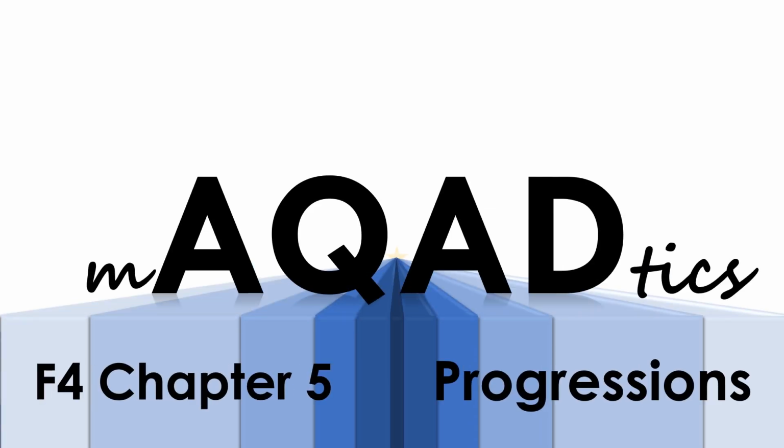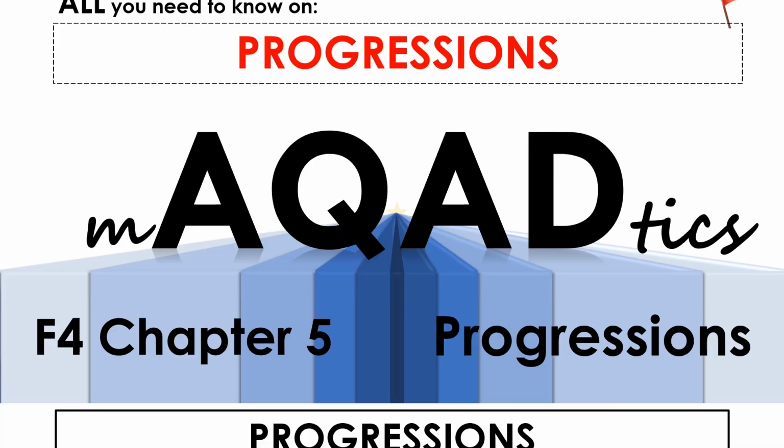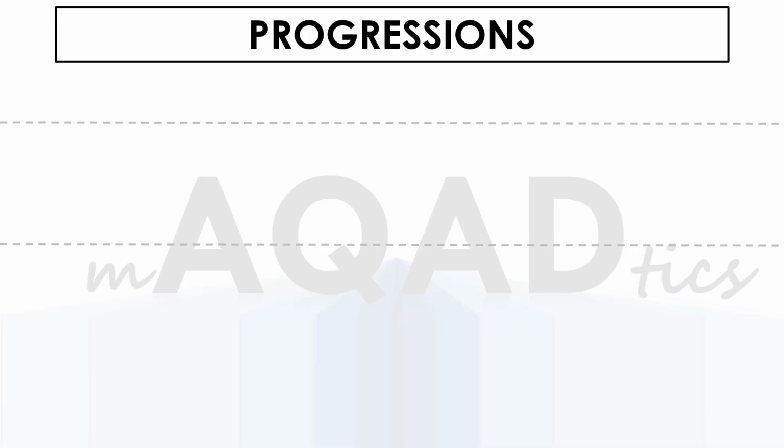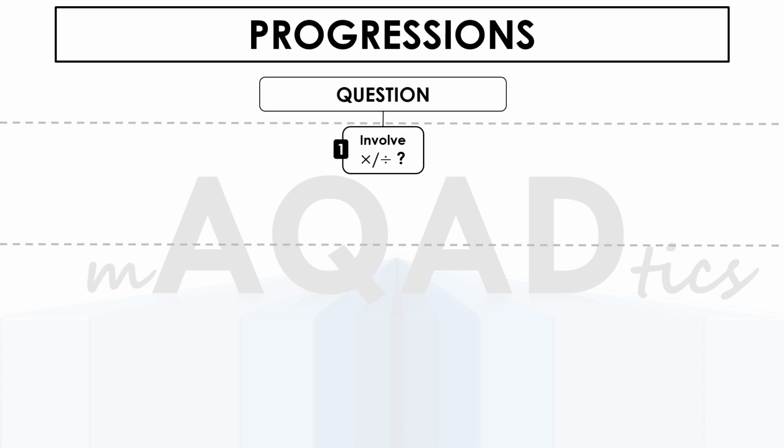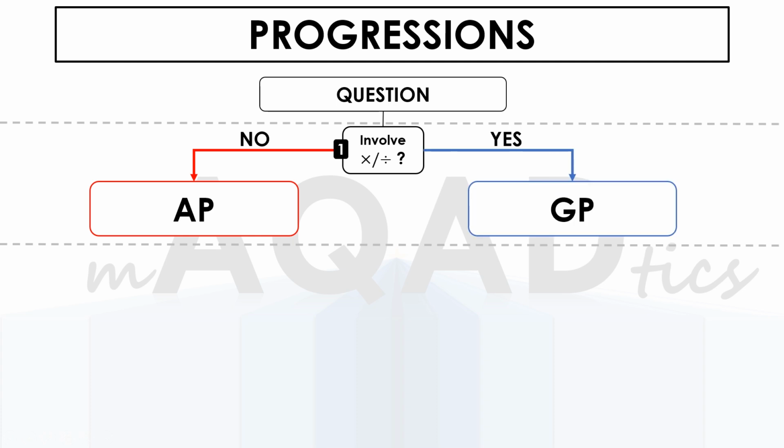So today's video will focus on everything you need to know on this chapter, progressions. So once we understand the differences already, let's dive into the thinking process to solve all kinds of progression questions, right? And you will ask yourself 2 to 3 questions. So the first question is, if you want to find the next number, does it involve multiplying or dividing? If no, means an AP or arithmetic progression. If yes, it is a geometric progression or GP.